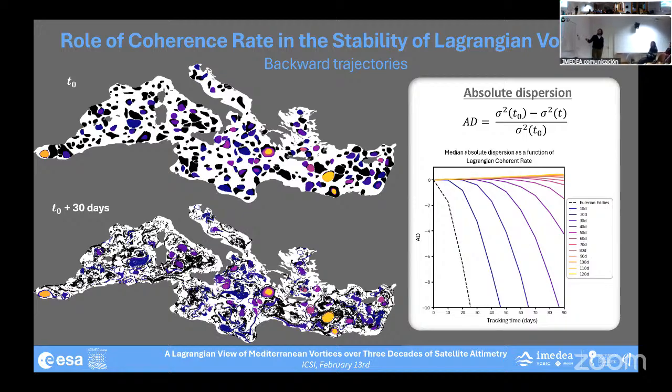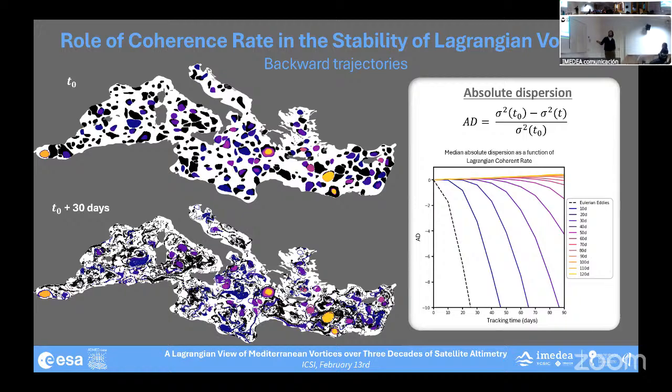So the negative values of the absolute dispersion indicate growth of the cluster of particles, more dispersion. Positive values or less negative values indicate less dispersion. So we find that the Eulerian eddies are the most dispersive structures. They trap particles not very efficiently because they disperse very quickly in comparison with the Lagrangian vortices.